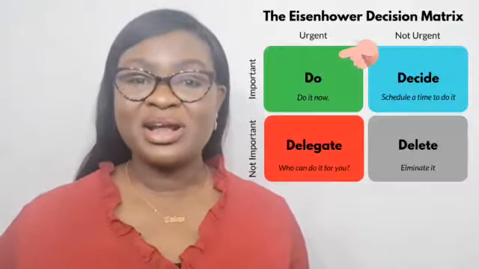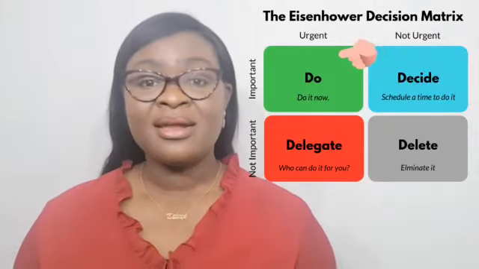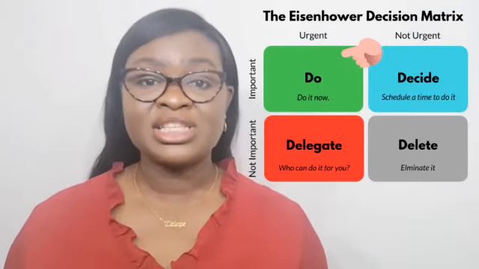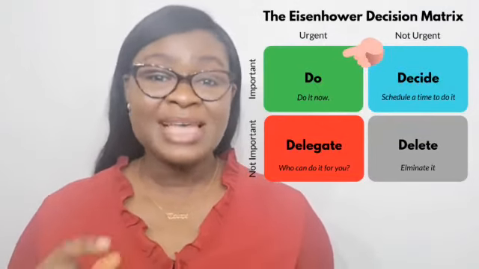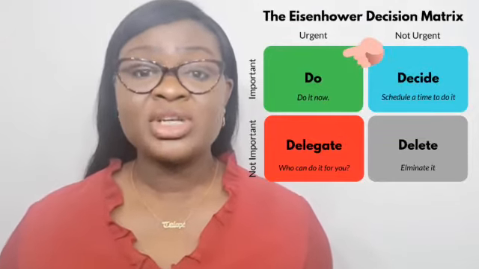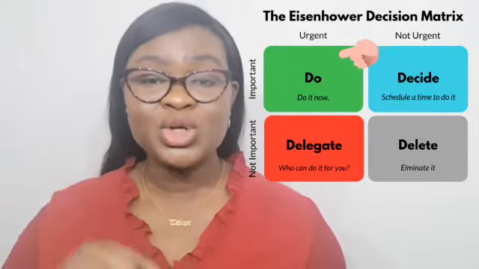At the upper left corner of the matrix, we have tasks that are important and are urgent. That is, they contribute to the overall organization objectives and they are time sensitive. Eisenhower says that these are the tasks that we should give high priority to and we should execute right now.